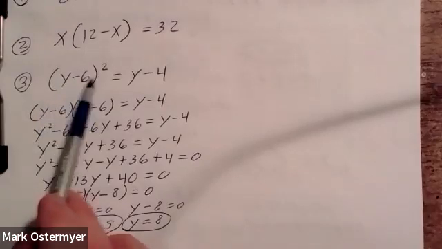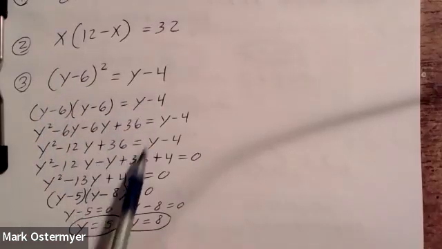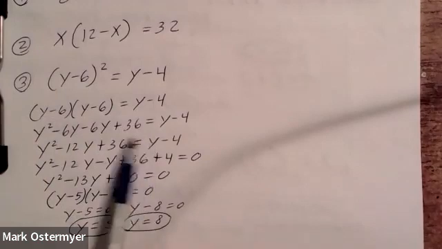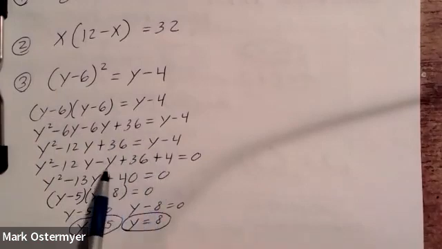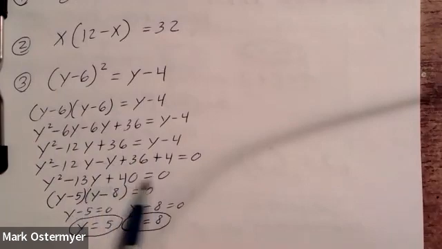You got to multiply this left side out. Got to bring the y over to the left and the 4 over to the left by subtracting y and adding 4 to both sides. Combining like terms, this trinomial has to be factored then into y minus 5 times y minus 8. And then we set these factors equal to 0, solve for y, we get 5 and 8 for the solutions.